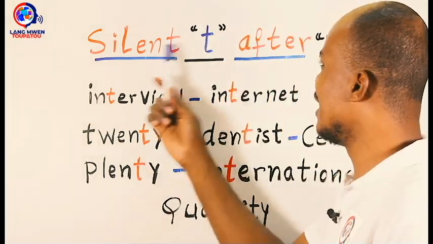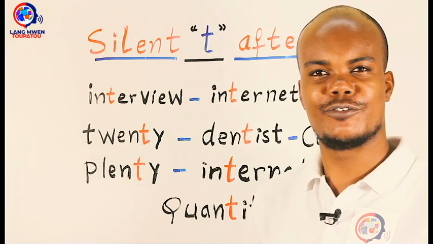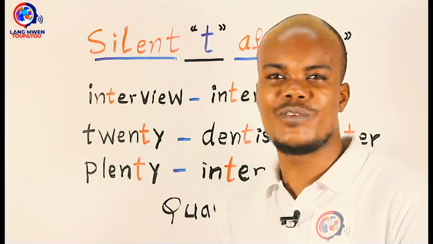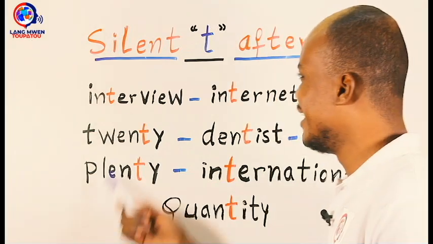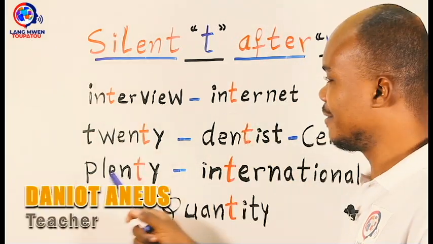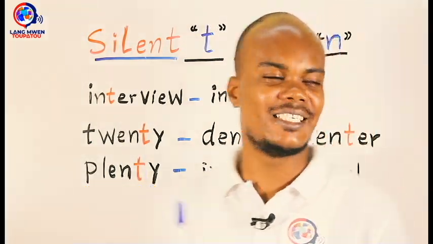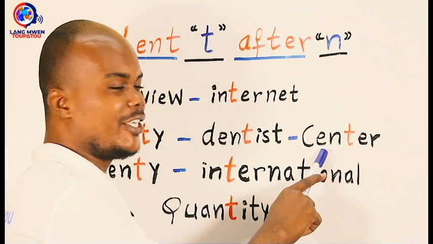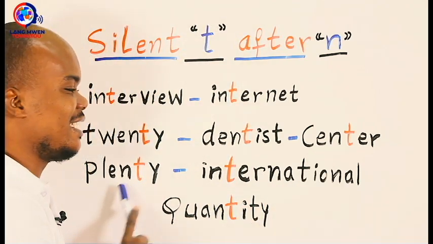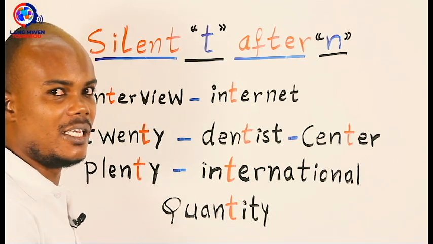Today, I'm talking about the silent T after the letter N. T after N. So it's obvious for you to hear: interview, internet, twenty, dentist, center, plenty, international, quantity. Yeah, it's very good.